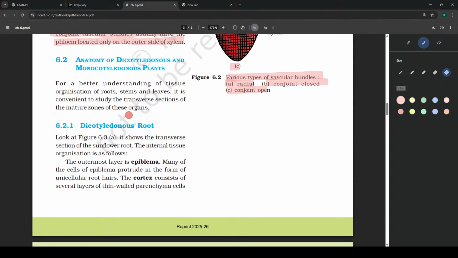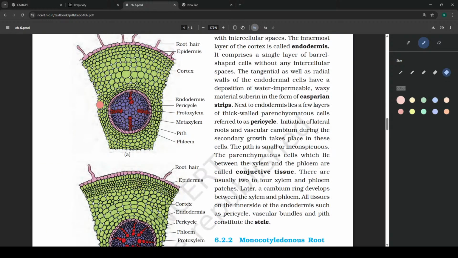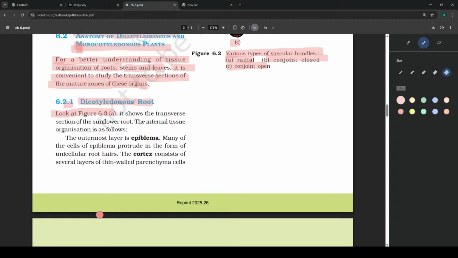Now let's go to the next topic, anatomy of dicotyledonous and monocotyledonous plants. For a better understanding of tissue organization of roots, stems, and leaves, it is convenient to study the transverse section of the mature zones of these organs, that is, stems, leaves, and roots. Dicotyledonous roots, that is the first diagram. Look at figure 6.3. Let's see the figure first. 6.3a, yes.